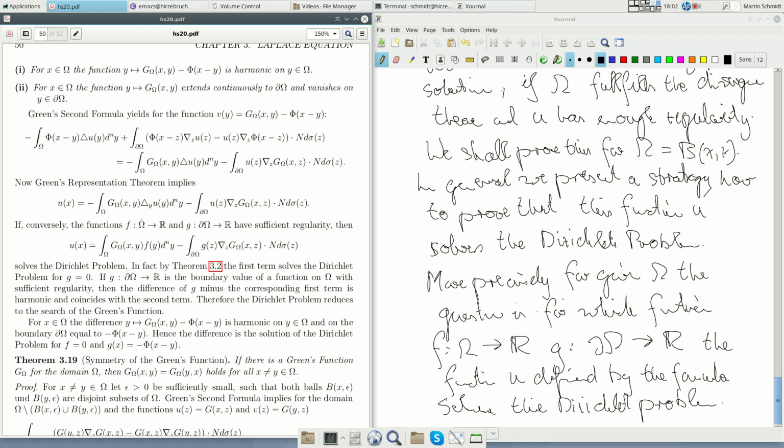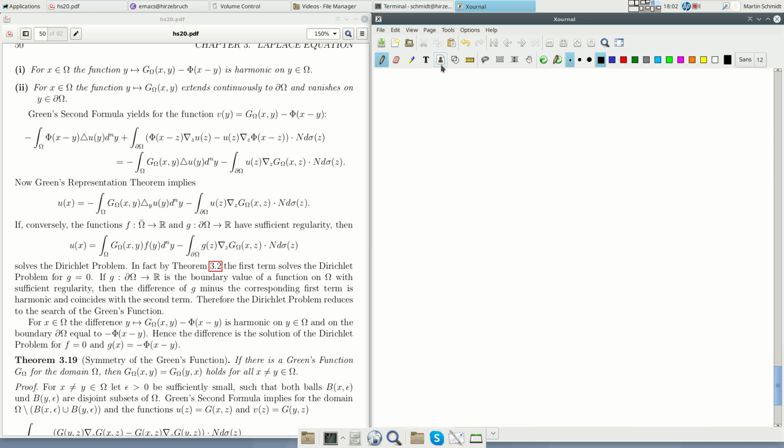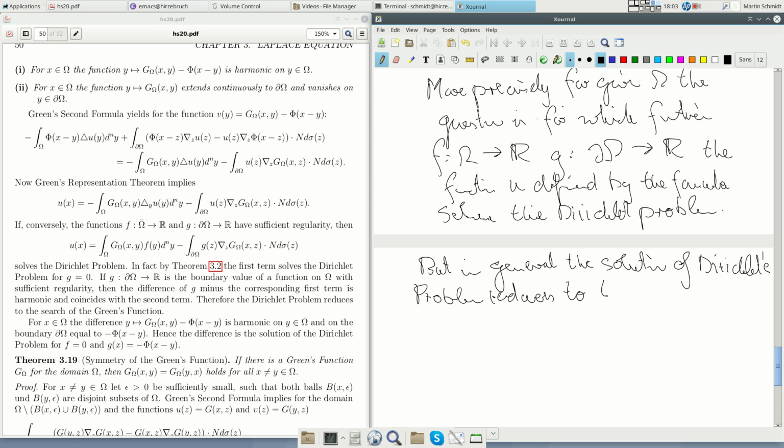But let us make one more remark. In general, the solution of Dirichlet's problem reduces to the problem to determine Green's function.